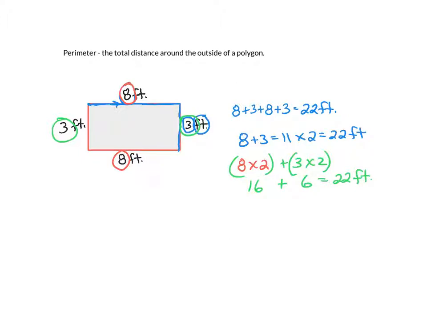So it doesn't matter which way you figure out the perimeter when you have, for instance, a rectangle like this. Whatever way makes most sense to you, you can do. Once again, make sure when you do it that you also give the correct unit of measurement. In this case, it is feet.